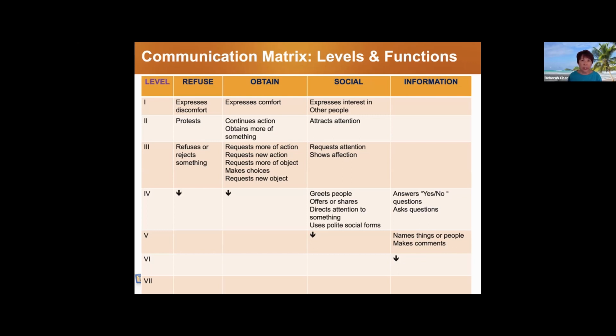I wanted to show you this because this is the layout of the communication matrix. On the left side are the levels going from 1 to 7 that we just went over. Across the top row, you'll see the 4 reasons to communicate: refusal, I want something, social interaction, or request for information. We're going to go through each of these in the next few slides.